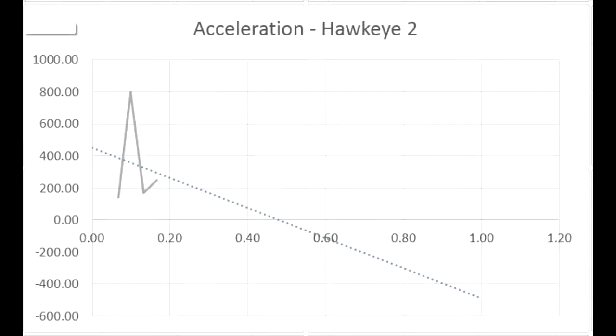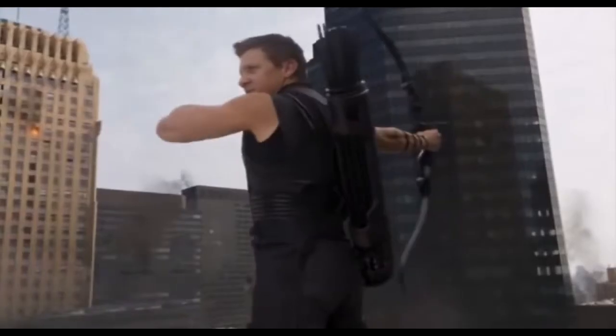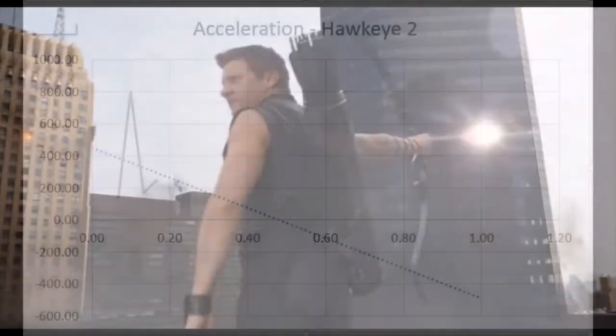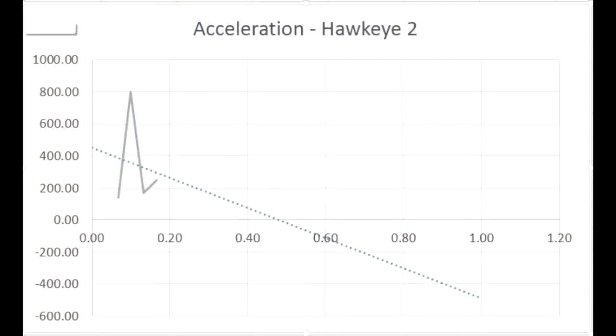Lastly, this is the acceleration graph for the second footage of Hawkeye. In this scene, he masterfully shot an arrow at a target without even looking. Let us look at the trend line. And yes, it is going down, meaning it follows the basic laws of physics.